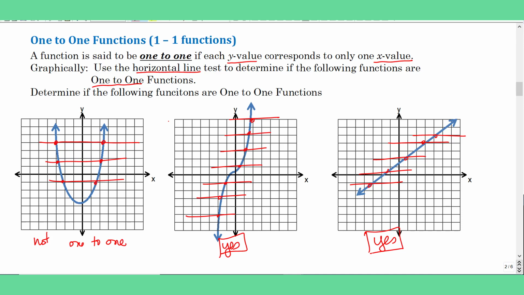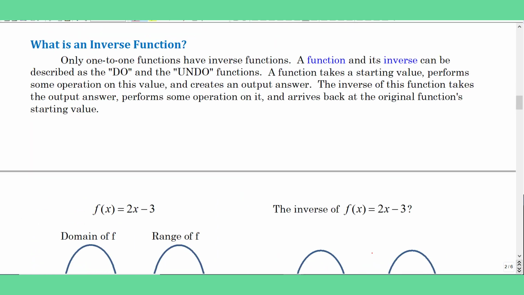All right, so a function passes the vertical line test. A one-to-one function also passes the horizontal line test. Why is this important? Well, it brings us to the topic of inverse functions. Only one-to-one functions have inverse functions. A function and its inverse can be described as the do and the undo functions. A function takes a starting value, like an x value, performs some operation, and creates an output. The inverse of this function takes the output answer, performs some operation, and arrives back at the original starting value.